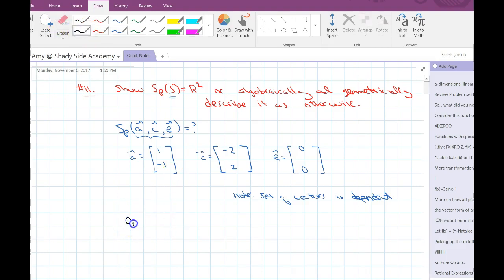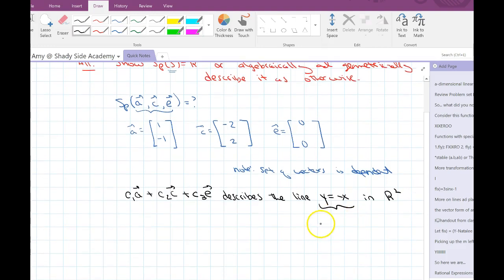How you write that mathematically is: constant 1 times vector A plus constant 2 times vector C plus constant 3 times vector E. What this is saying is every possible linear combination of these three vectors describes the line y equals negative x in R2, right? If you want to write that line parametrically, it is the same thing as x equals t and y equals negative t.